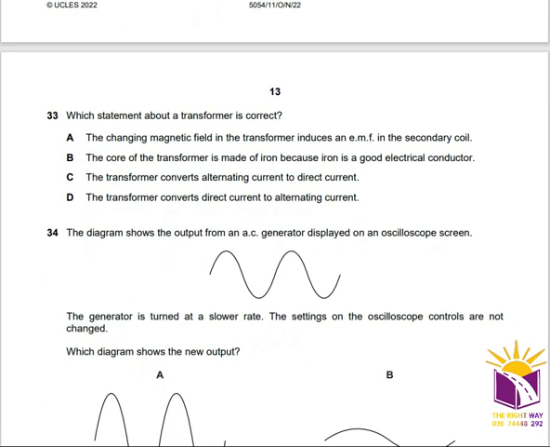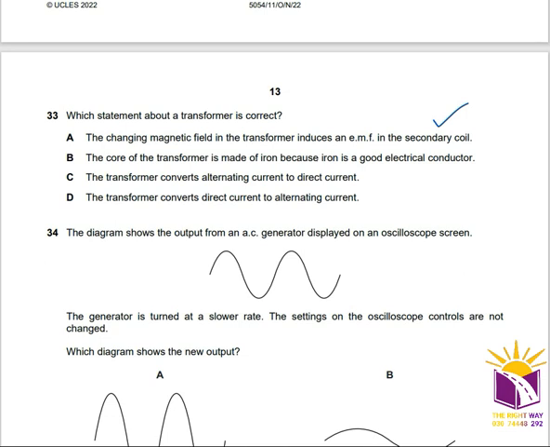Which statement about a transformer is correct? The changing magnetic field in the transformer induces an EMF in the secondary coil. Yes, this one is the right option. Due to the change of magnetic field in the primary coil, an EMF is induced in the secondary coil. Let's check the other ones.